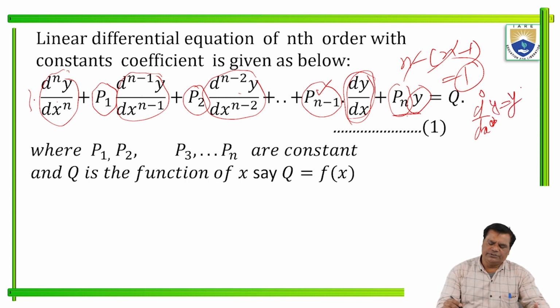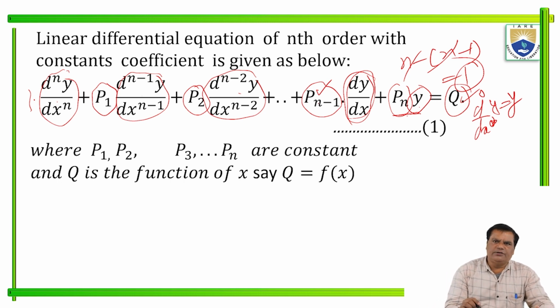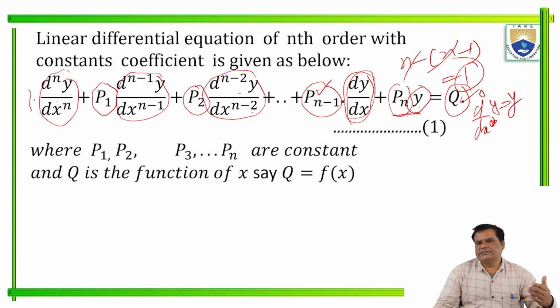So this is pn y equal to Q. On the right-hand side, Q is a function of x, because x is the independent variable and y is dependent on x. When we solve this differential equation, y is a function of x; we get the value of y as some function of x. This is known as a linear differential equation with constant coefficient.